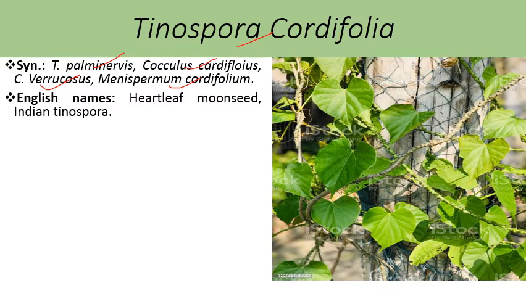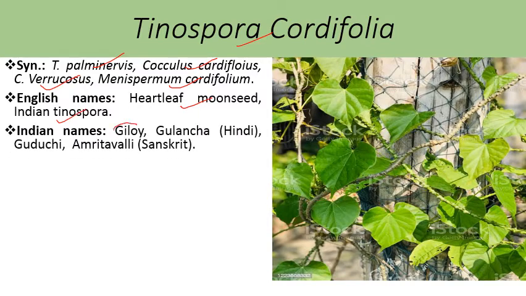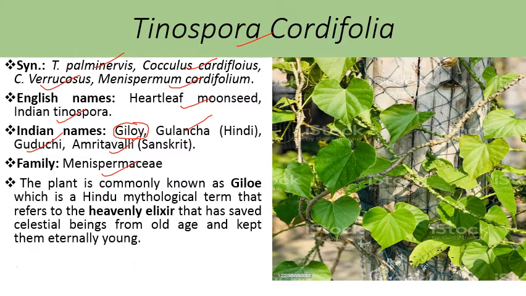Then the English names of this plant are heartleaf moonseed and Indian Tinospora. Then we have Indian names. The most commonly used name is giloy. It is also known as gulancha in Hindi. Then we have guduchi and amritavali in Sanskrit. It belongs to family Menispermaceae. And the plant is commonly known as giloy, which is a Hindu mythological term that refers to heavenly elixir.